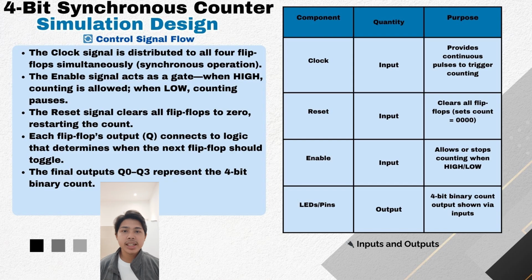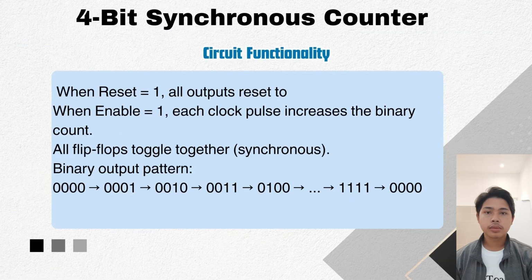Next, the enable signal acts as a control gate. When the enable is high, counting is allowed to occur. When the enable is low, the counter pauses and holds its current value. First, let's look at the control signal flow. The clock signal is distributed to all 4 flip-flops at the same time. This is why the counter is called synchronous, because all flip-flops change their state simultaneously on every clock pulse. Finally, the outputs Q0 to Q3 represent the 4-bit binary count, which is displayed using LEDs or output pins.